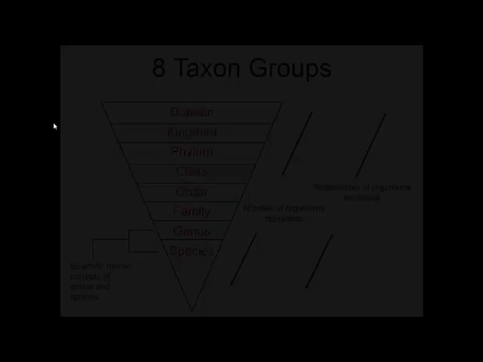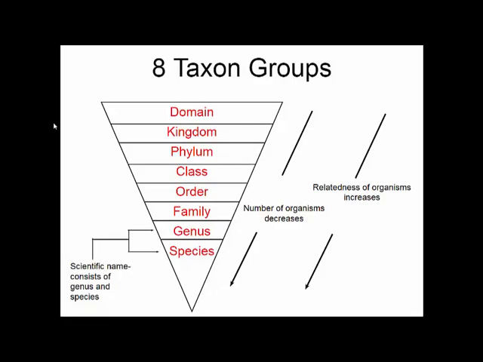So as we work through these groups, the relatedness of organisms in that category increases, and the number of organisms in each category decreases. And when I tell you the sugar maple tree in the courtyard is Acer saccharum, the two parts of the scientific name are the genus and the species. So Acer is the genus that the sugar maple tree belongs in, and its species is saccharum.